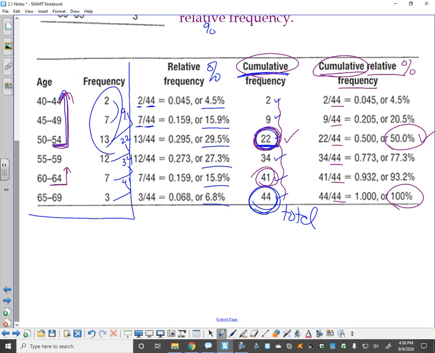Frequency is just like a tally mark. It's total. Relative frequency puts it in terms of a percent. So you've got frequency, cumulative frequency.